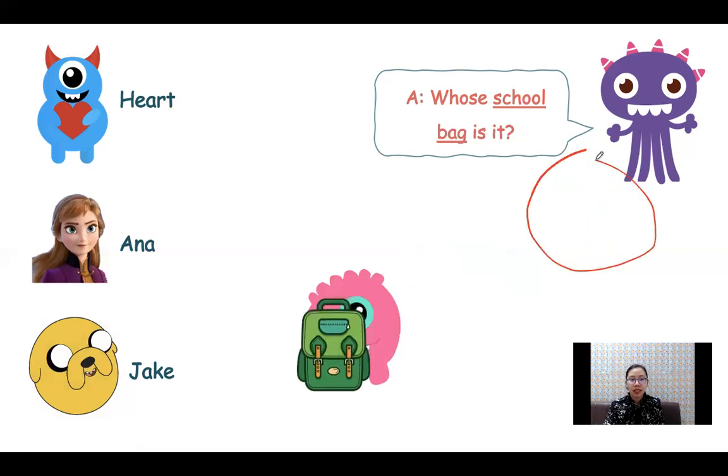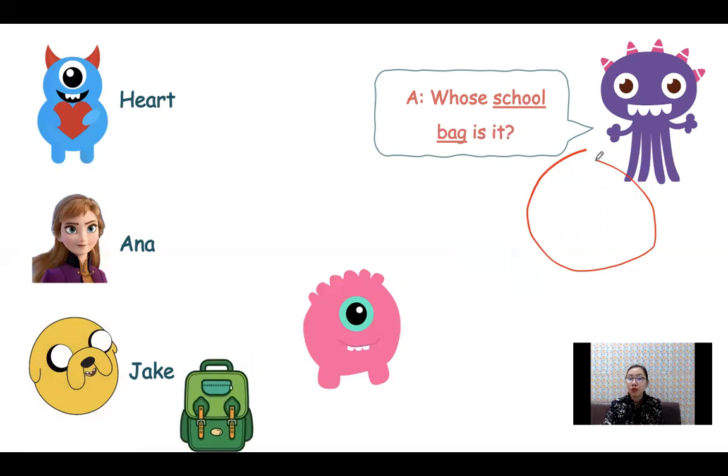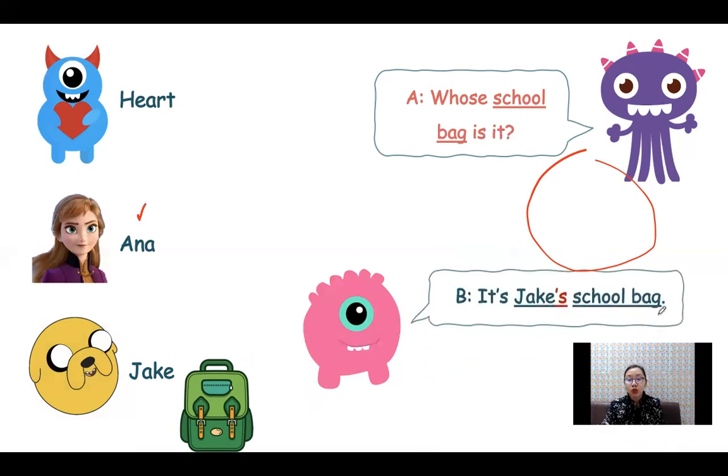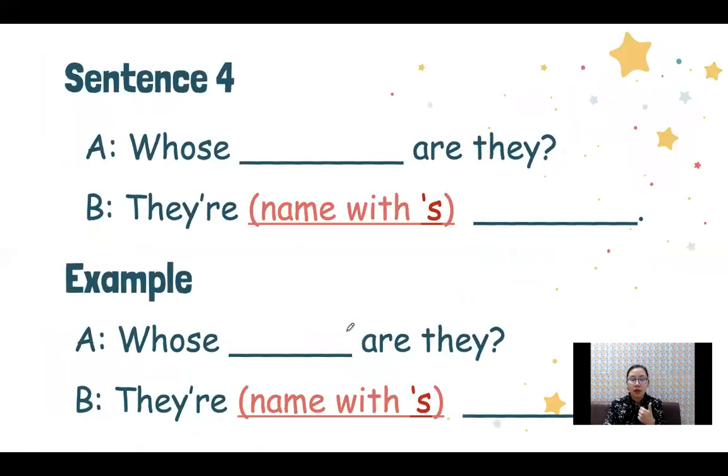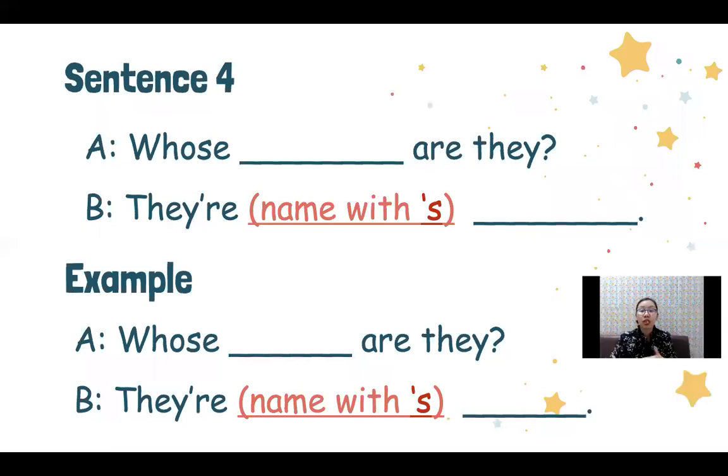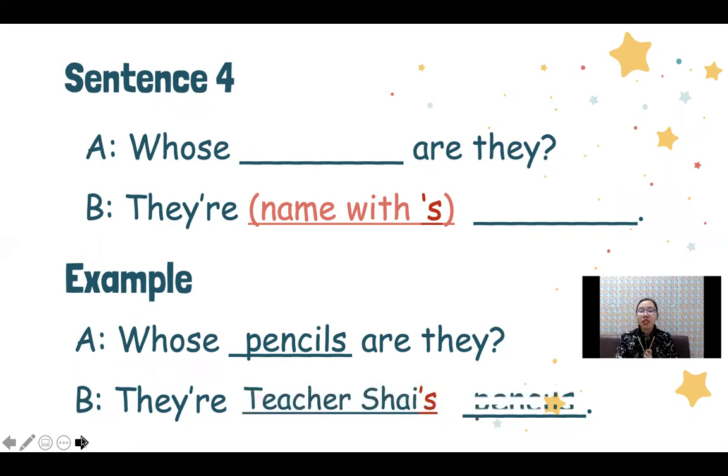All right, let's see. Whose school bag is it? Who owns the school bag? Is it Anna? No, it's Jake's school bag. Now another sentence, number 4, is for plural. Pencils, scissors, sharpeners. Whose pencils are they? They're Teacher Shai's pencils. All right, so another example, the same.